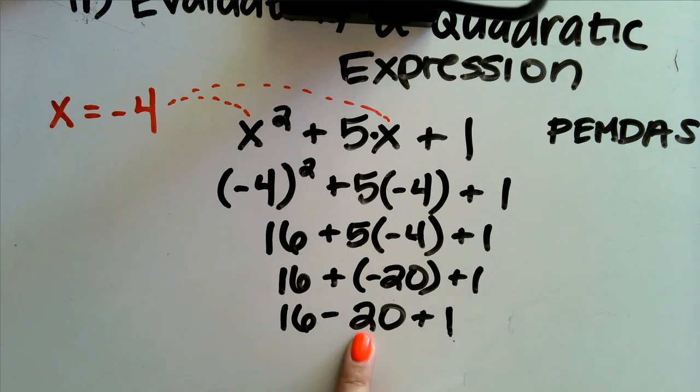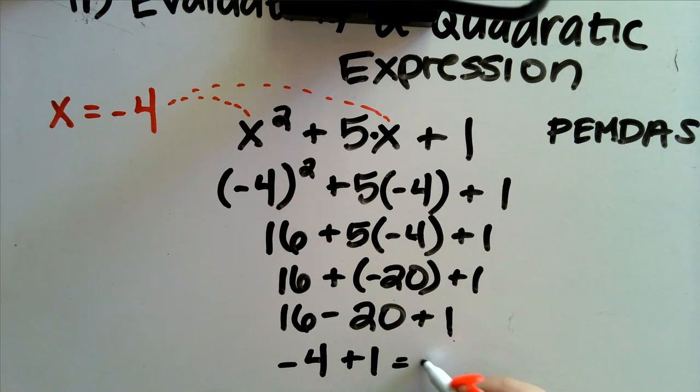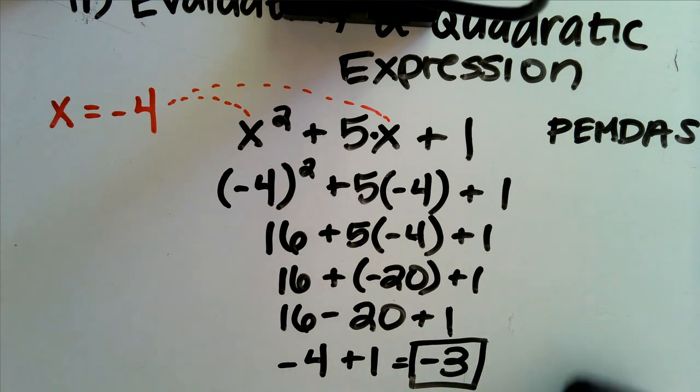Let's do 16 minus 20. So we're starting to the right of 0, but we're going to go past 0, going left past 0 because we're subtracting 20 from 16. We end up with -4 plus that 1. -4 plus 1, now we're going 1 closer to 0. We end up with a result of -3. Congrats, you just evaluated a quadratic expression. Let's go ahead and do one more example.